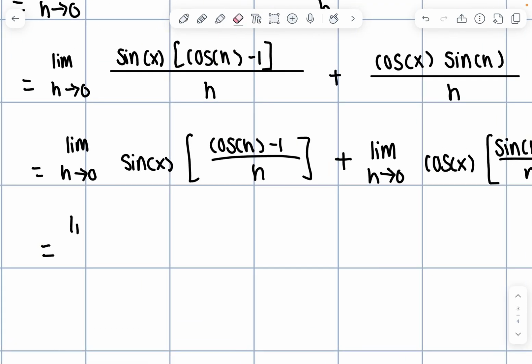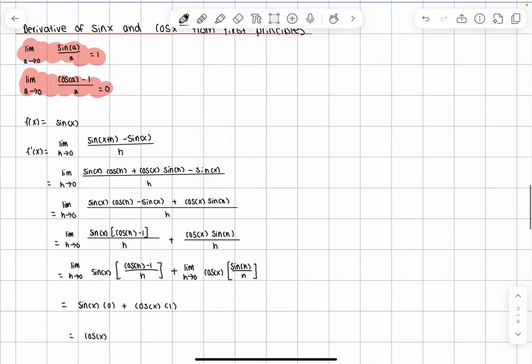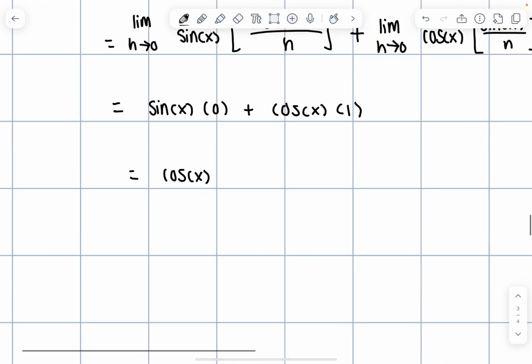So this will then become, sorry, no limits anymore. It'll be sine of x times by 0 plus cosine of x times by 1. And the sine of x times 0 becomes 0, and we just get cosine of x. So therefore, the derivative of a function of sine x is cosine of x. Therefore, f dash x equals cosine x.